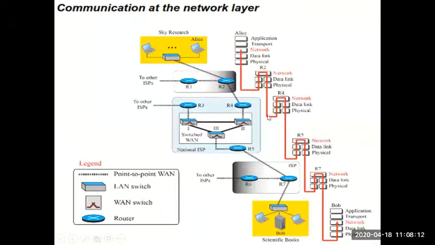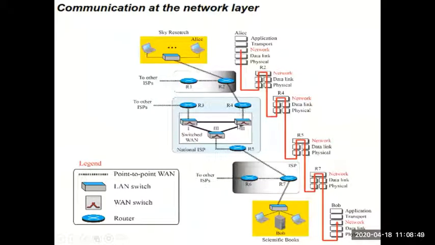Again, R4 is an intermediate router. It will have two sets of physical and data link. Again, the data coming from R2 will be taken from the physical layer to the data link, where we know what all functions the data link does. After all those functions, it will pass the packet to the network layer. The network layer will check the destination address, and it will know that to reach Bob at Scientific Books, it has to forward it through this switched WAN to router R5.